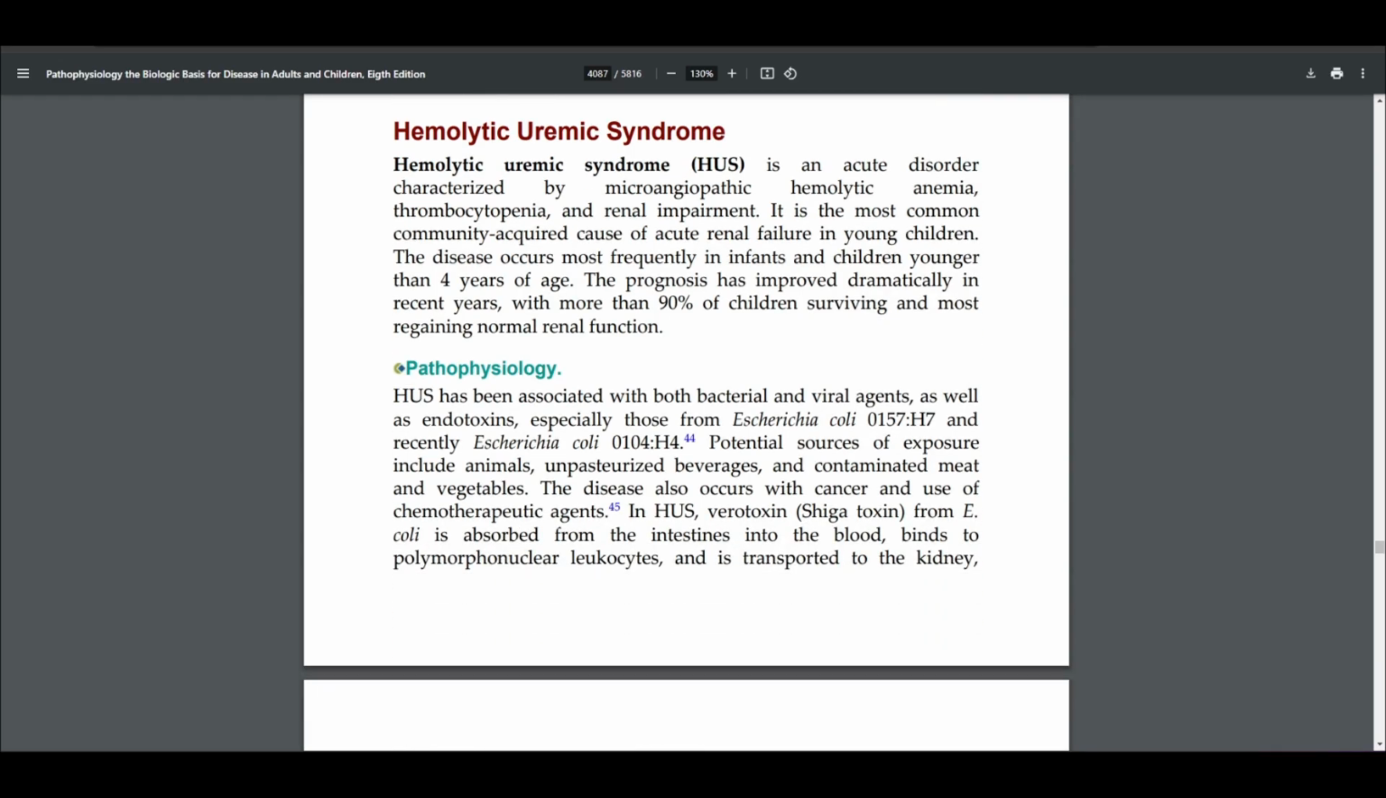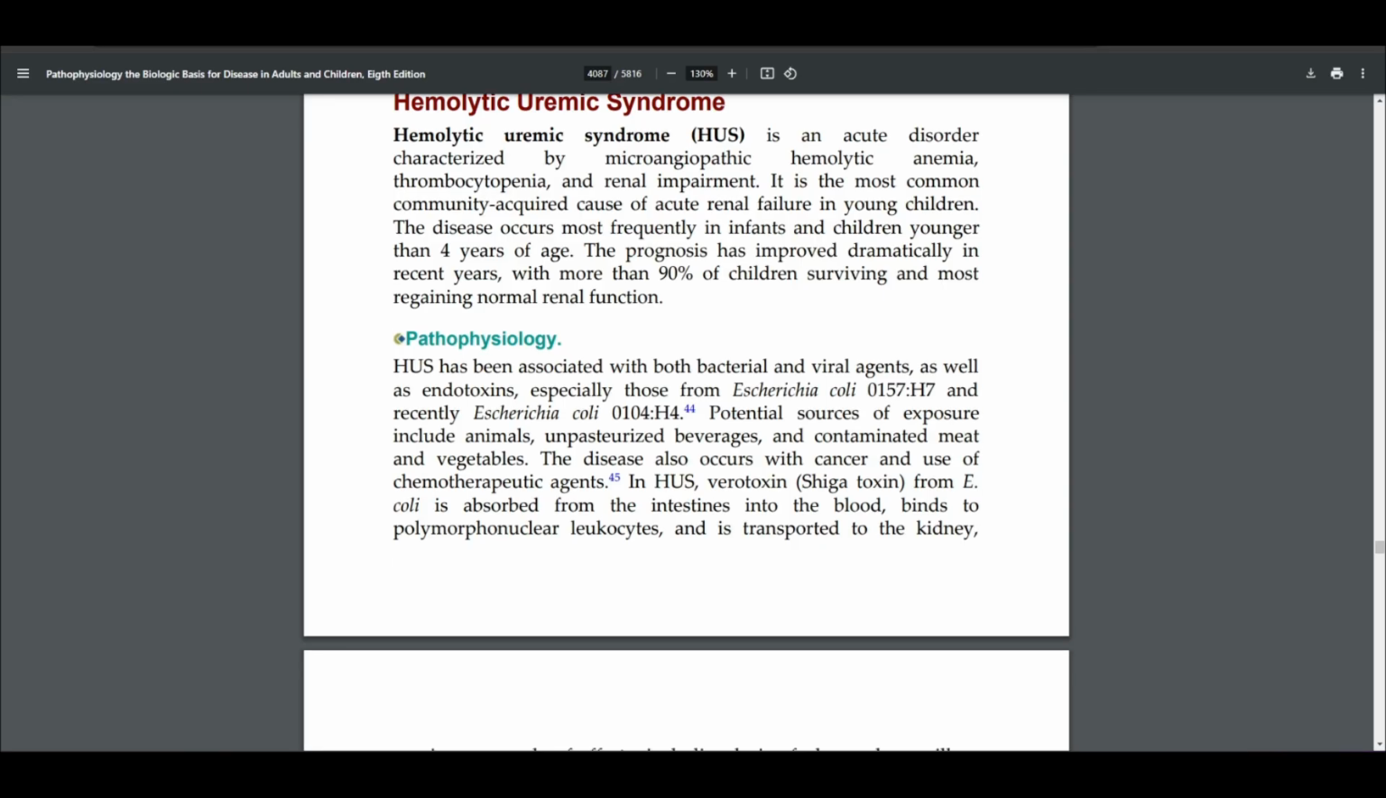Hemolytic uremic syndrome. Hemolytic uremic syndrome is an acute disorder characterized by microangiopathic hemolytic anemia, thrombocytopenia, and renal impairment. It is the most common community-acquired cause of acute renal failure in young children. The disease occurs most frequently in infants and young children, younger than age 4. The prognosis has improved dramatically in recent years, with more than 90% of children surviving and most regaining normal function.